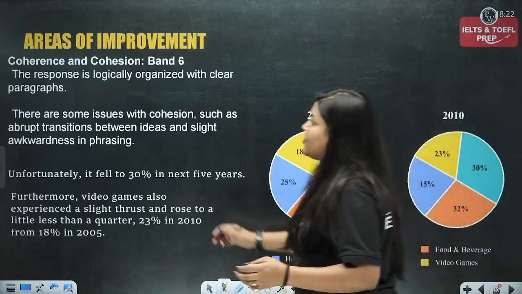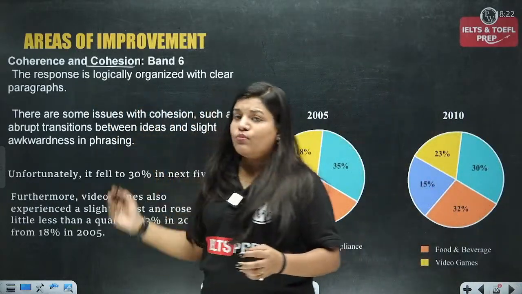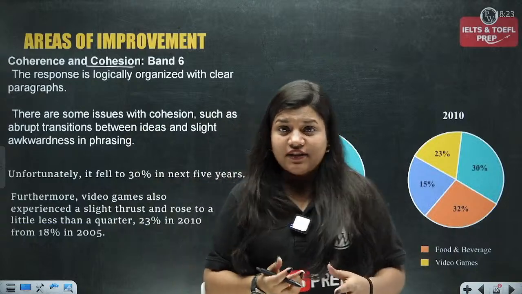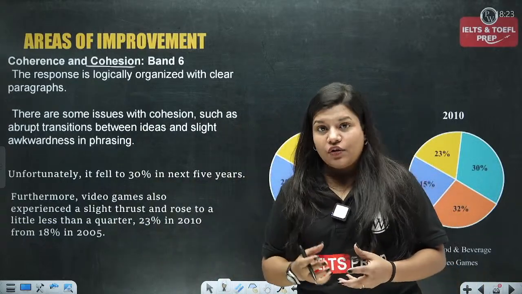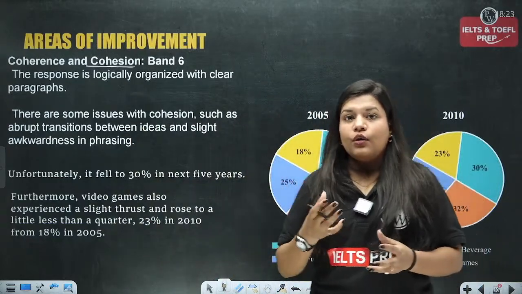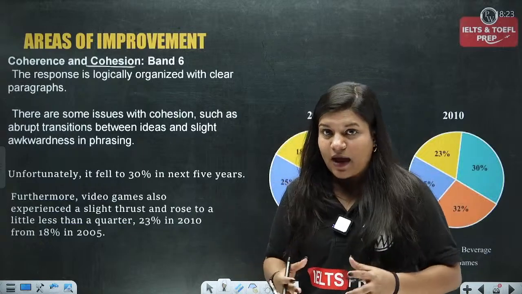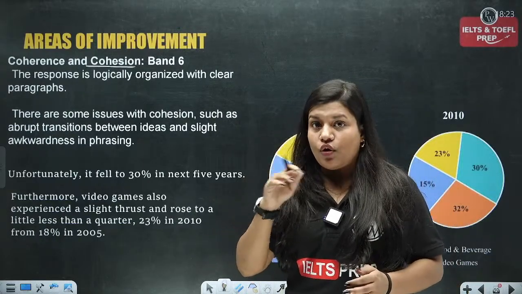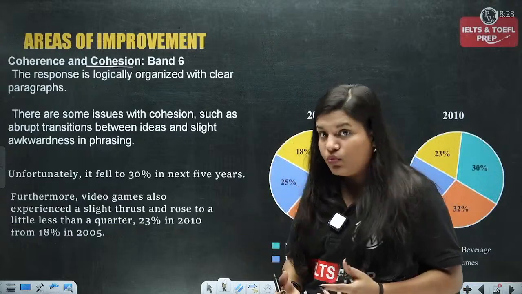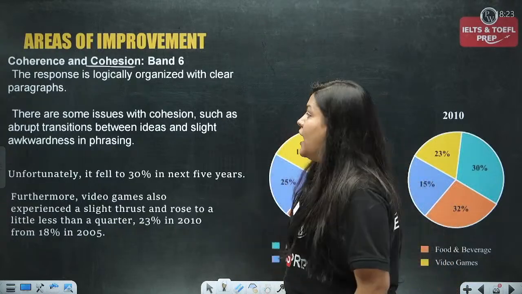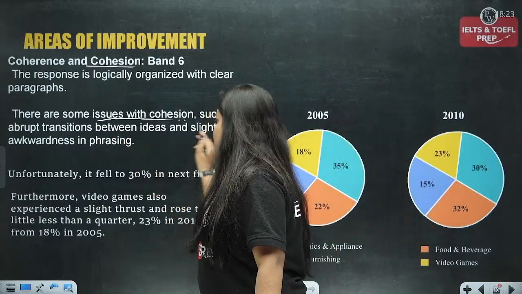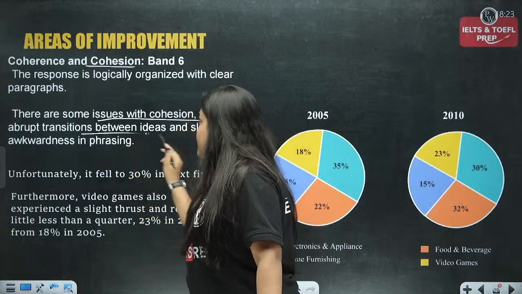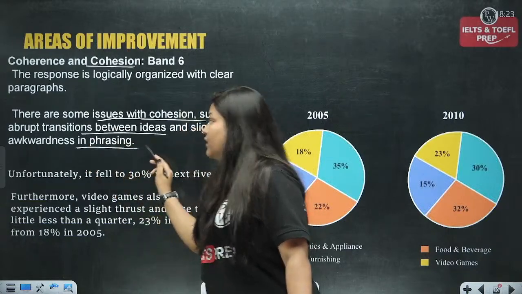Now, let's talk about coherence and cohesion. Before moving ahead, coherence and cohesion deals with the flow of the answer, and also the idea of how you have framed your answer in such a manner that it looks in a sequence. Also, the flow and the transition of the categories is smooth and understandable. Now, there are some issues with the cohesion, such as abrupt transition between the ideas and slight awkwardness in paraphrasing.